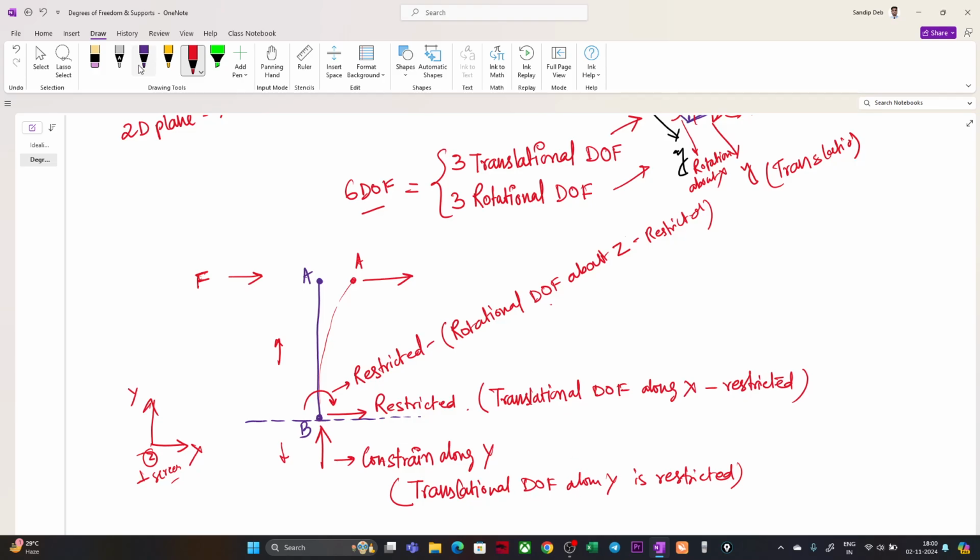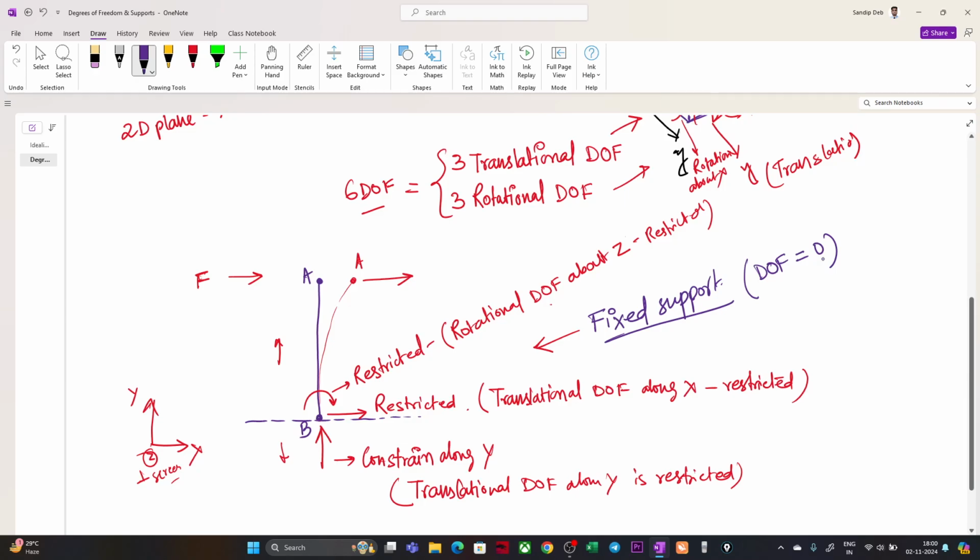So this joint or this node, or this condition with restriction for degrees of freedom, we call this a fixed support. This support condition we call a fixed support, where all degrees of freedom are restricted. So degree of freedom equal to 0. The degree of freedom is 0 for this point B, correct? So in this case we call it fixed support.